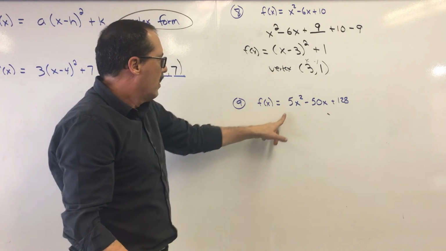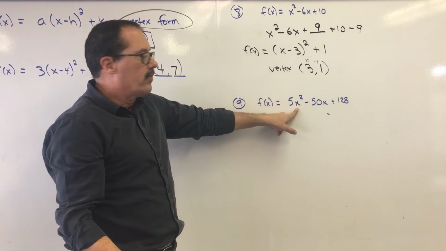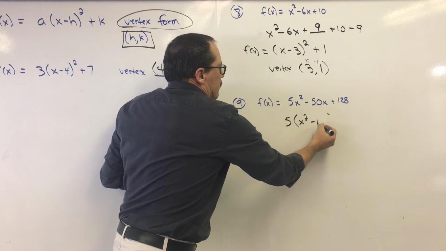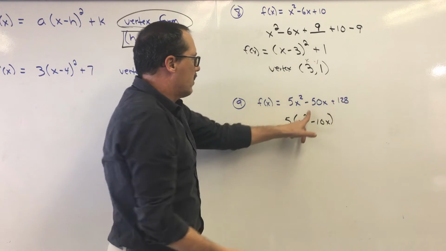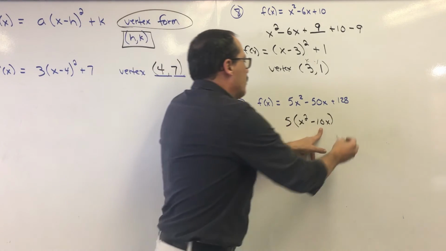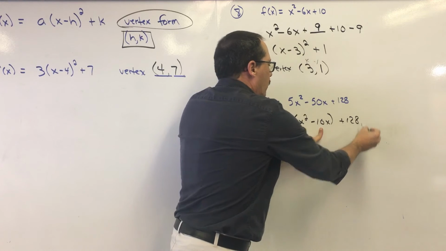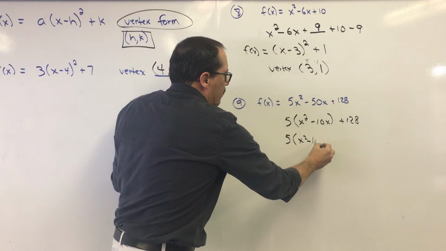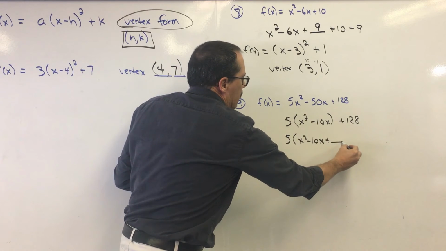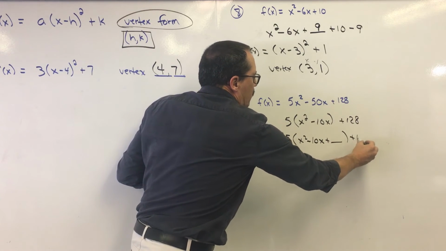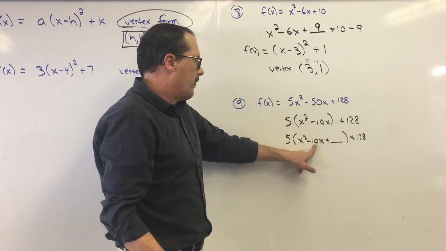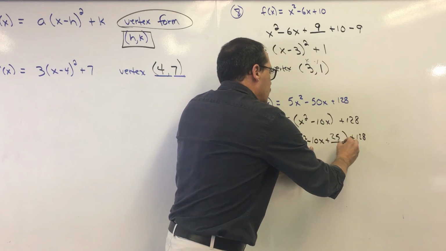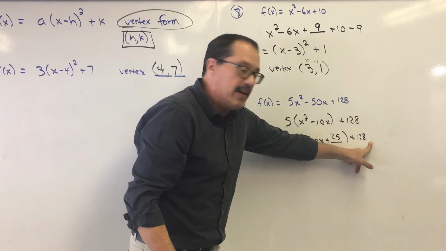Okay, last one. We don't want the 5 in front of the x squared when you're completing the square. So the first thing we're going to do is write this part like this. And we'll just put the plus 128 over here for a moment. Okay, now we're going to complete the square on this. And then plus 128. So half of 10 is 5. 5 squared is 25. So you would think you just have to add 25 down here.